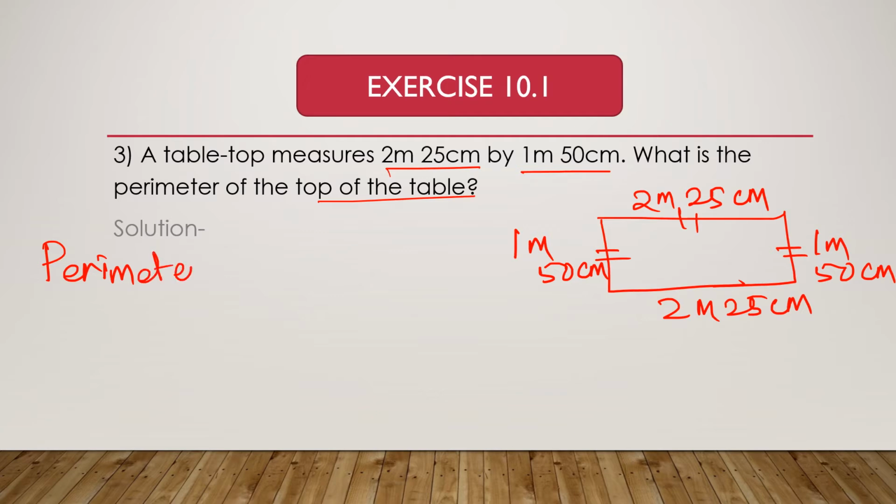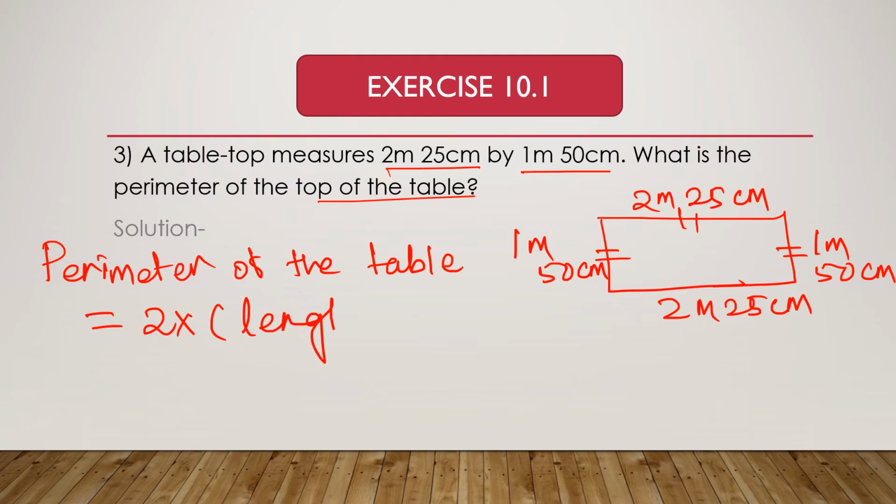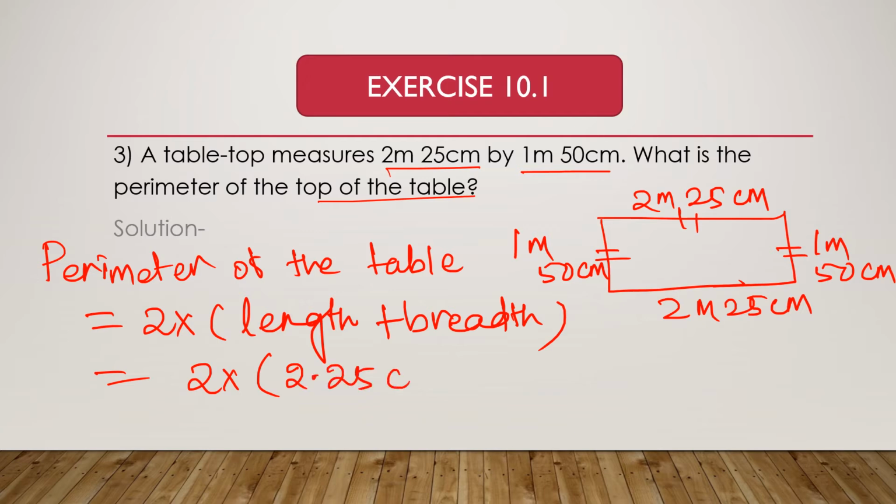So perimeter of the table: 2 multiplied with length plus breadth, or sum of all four sides. 2 multiplied with length plus breadth, that is 2 meter 25 centimeter, it is 2.25, then 1.5.